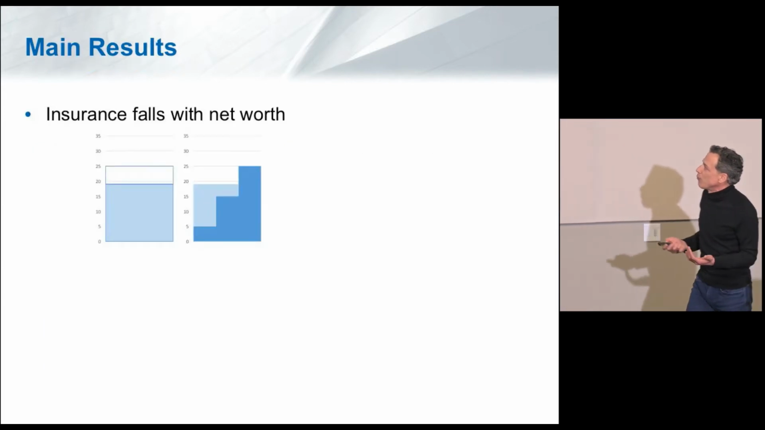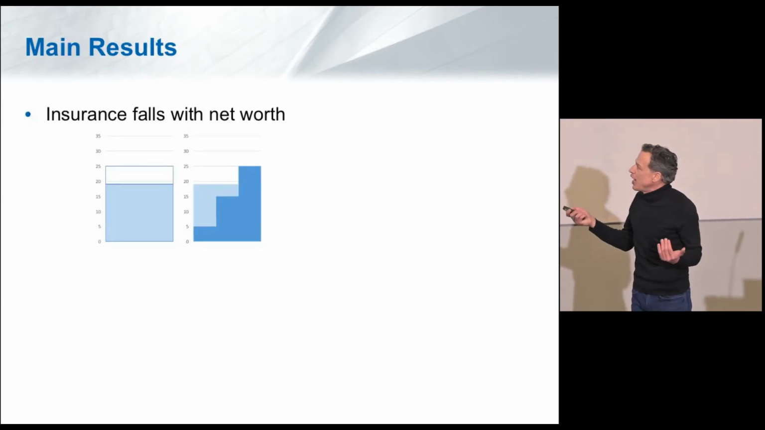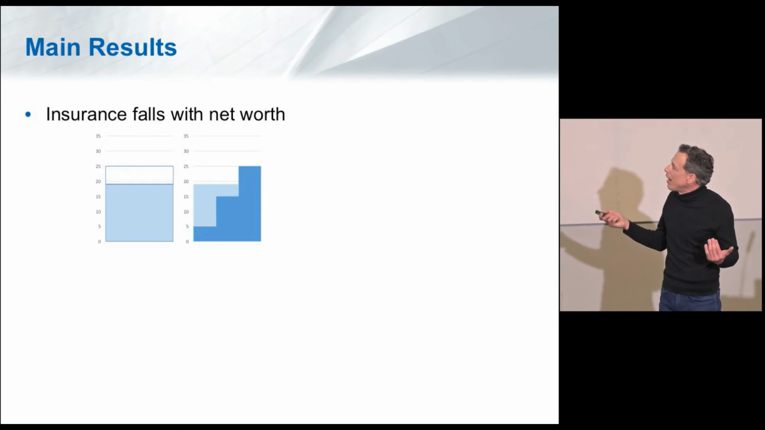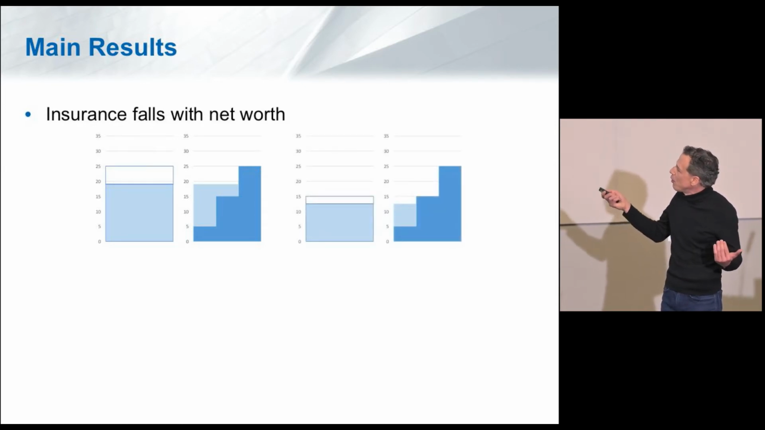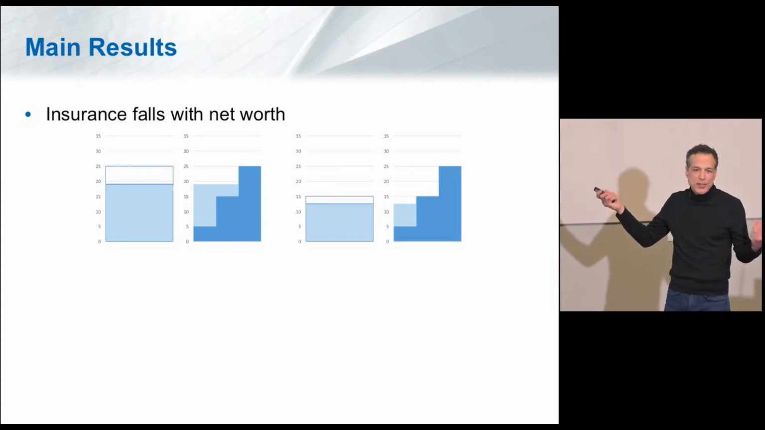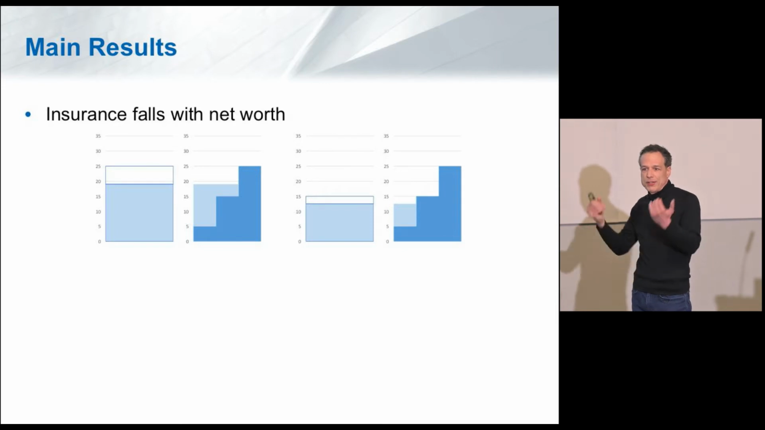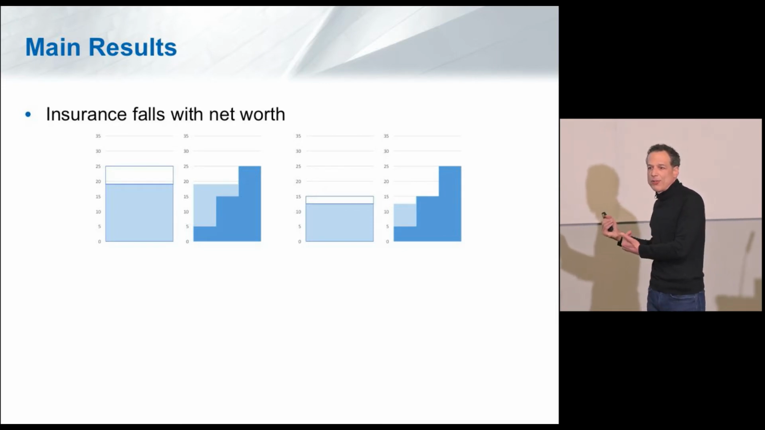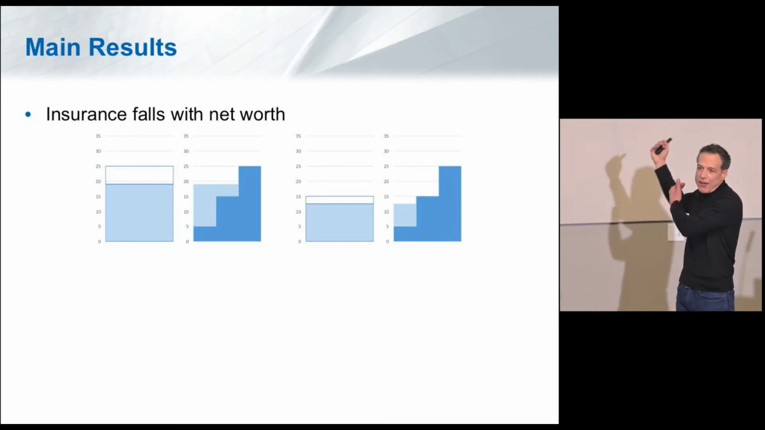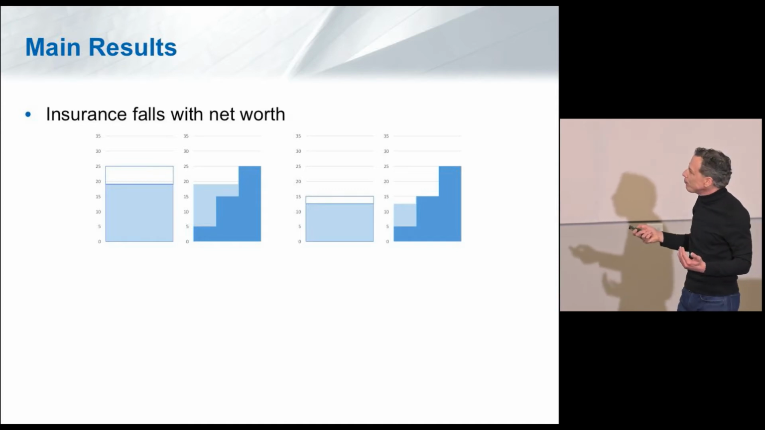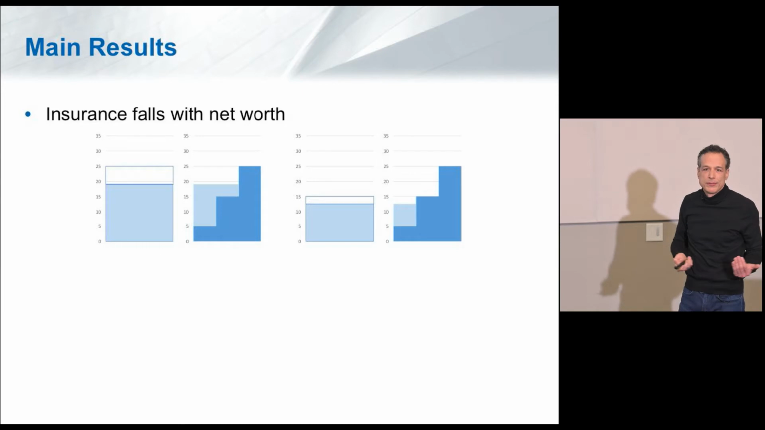Okay, so now let's think about what happens as we change net worth, right? As I lower net worth, there's just less water to fill the pool. I'm going to have a lower level of consumption, less insurance in the future, right? So lower net worth, I'm going to have less insurance. Higher net worth, I'm going to have higher insurance. Up to, at some level, I would be fully insured, right?